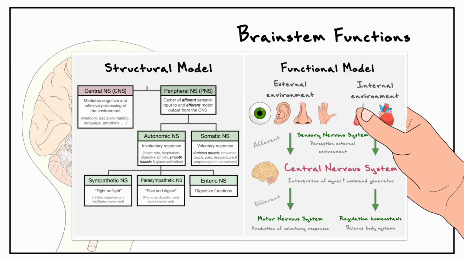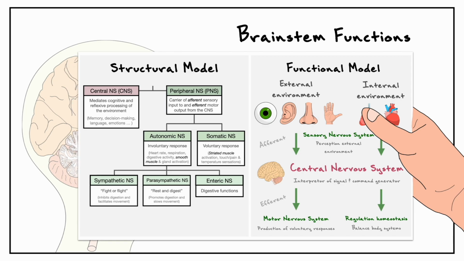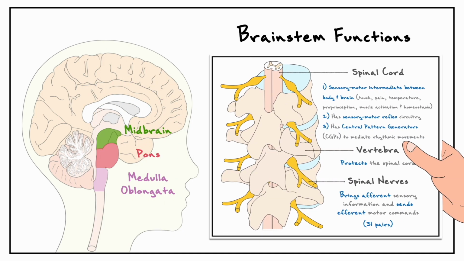If you recall our structural and functional model of the nervous system, you will remember that in the most reductive form, the central nervous system, which contains the spinal cord, the brainstem, and the brain, are the intermediate between the perception of our senses and our motor actions. In our discussion about the spinal cord, we discussed at length how spinal nerves that leave the spinal cord carry afferent sensory information and efferent motor information. Additionally, we mentioned how the spinal cord has sensory motor reflexes and central pattern generator circuits that allow it to do some processing of the environment.